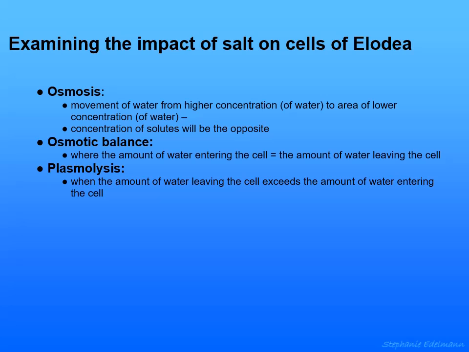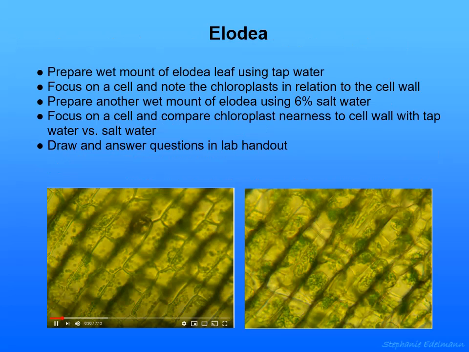And we're going to look at what happens when you put Elodea into salt water. If you're not going to be able to see this in class, there's a video of it for you on the Google site. What we do in class is we prepare a wet mount of an Elodea leaf using tap water. We look at one of the cells, and you can scan up and down to get it into focus, but usually you'll see a couple of different layers of plant cells. And then there's a second wet mount that we prepare using 6% salt water.